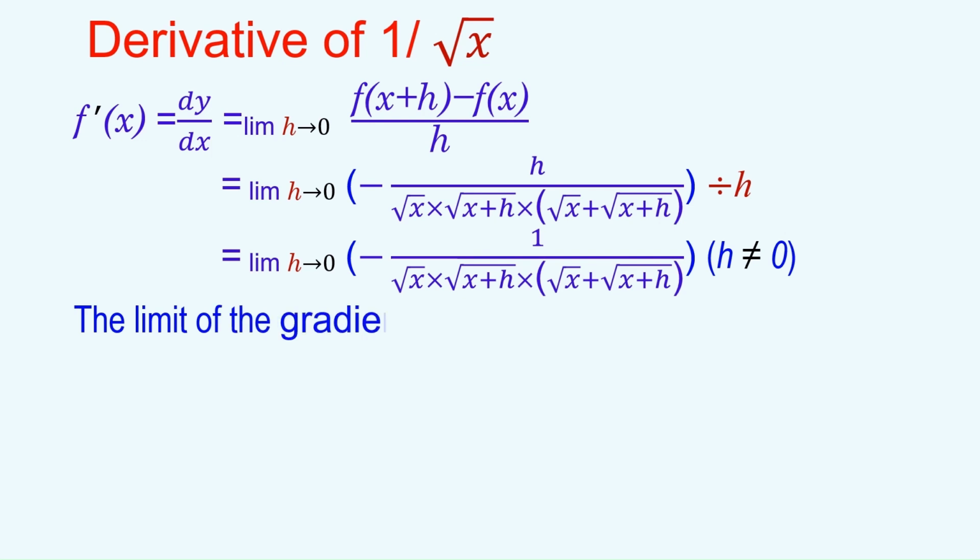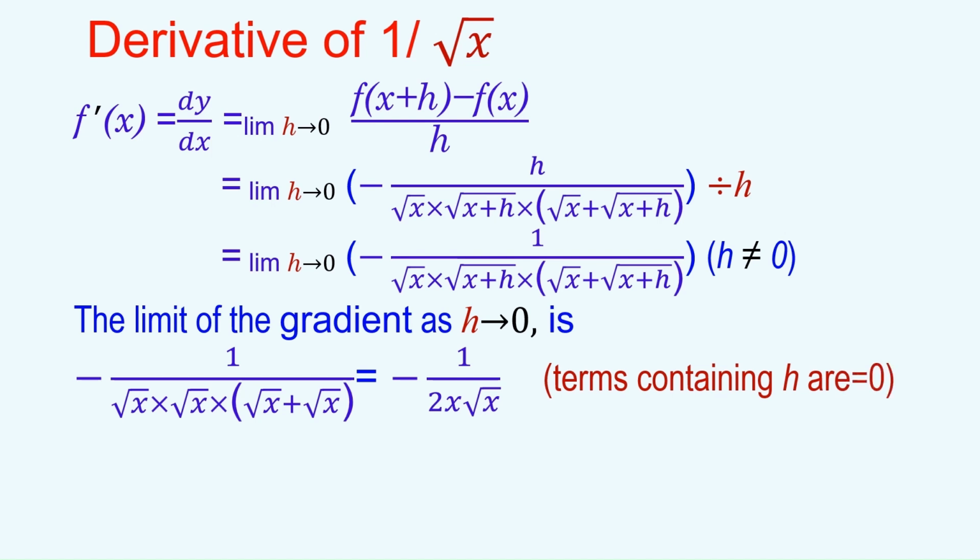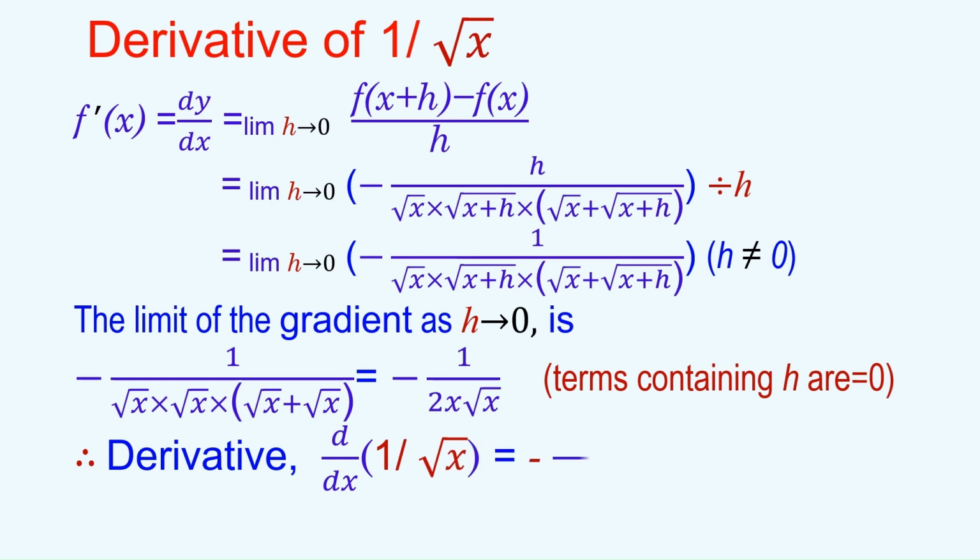Note here, h is not equal to 0. The limit of the gradient as h tends to 0 is (minus 1) divided by square root of x times square root of x times (square root of x plus square root of x), equals minus 1 divided by 2x times square root of x, since terms containing h are equal to 0. Therefore the derivative d/dx of 1 divided by square root of x equals minus 1 divided by 2x times square root of x.